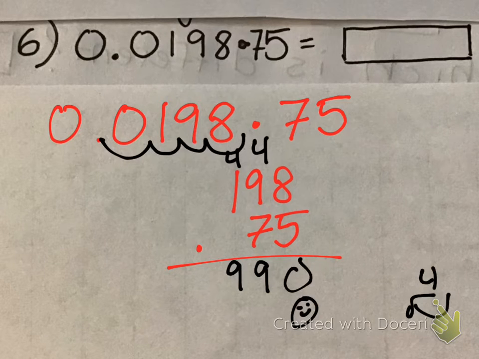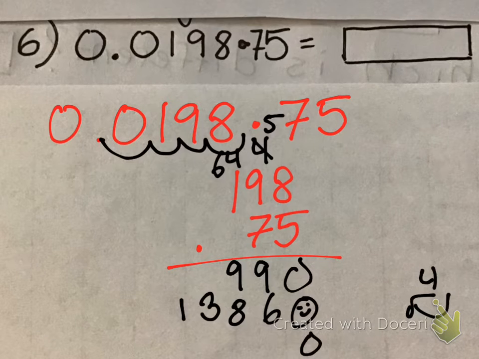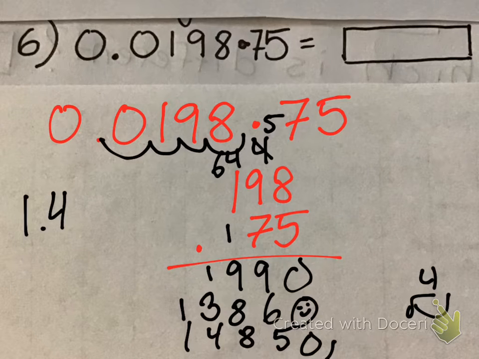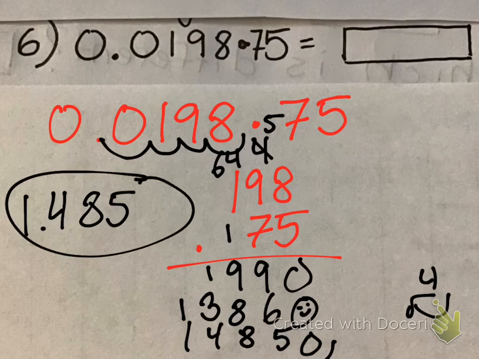Magic 0. 7 times 8 is 56. 7 times 9 is 63, plus 5 is 68. 7 times 1 is 7, plus 6 is 13. We add them together. We bring it back 1, 2, 3, 4, and we get our answer to be 1.485. Excellent. Does that make sense to everybody so far?